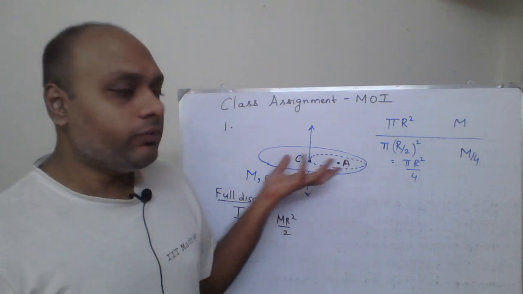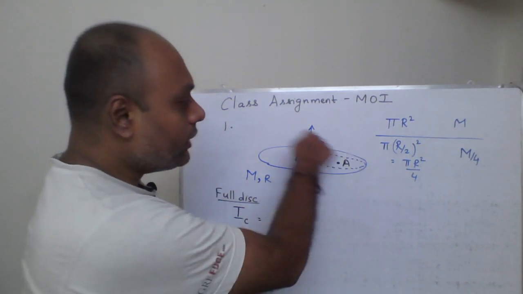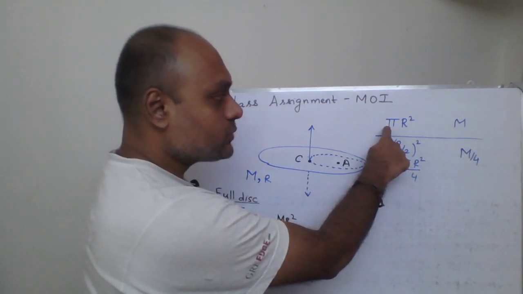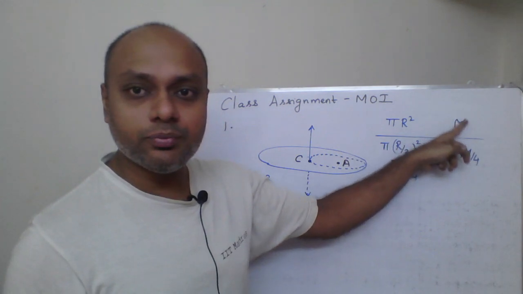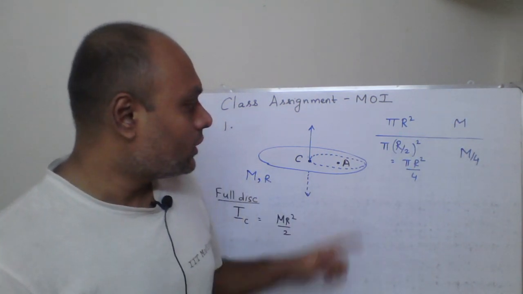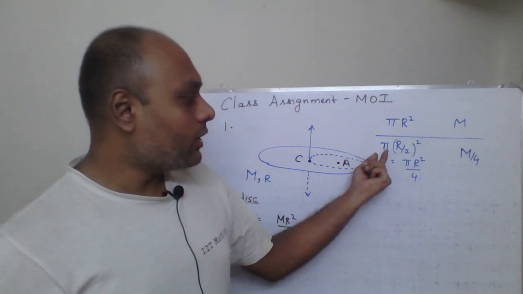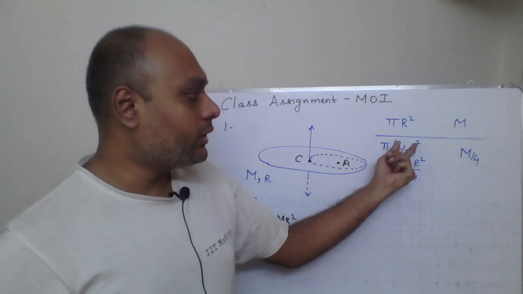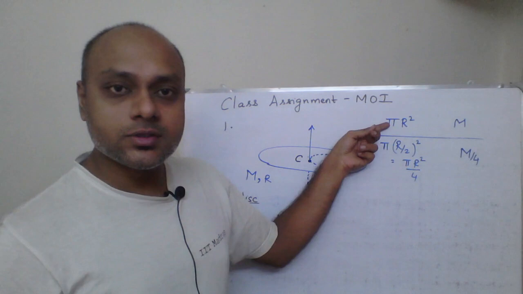How will we find it out? We will find that using area relationships. The area of the full disk is pi r square, right? So pi r square is the area of the full disk in which the amount of mass is m, and you find how much is the area of the removed disk. The removed disk will have radius r by 2. So the area for the removed disk will be pi times r by 2 square, which is pi r square by 4, which is 1/4 of the full disk.